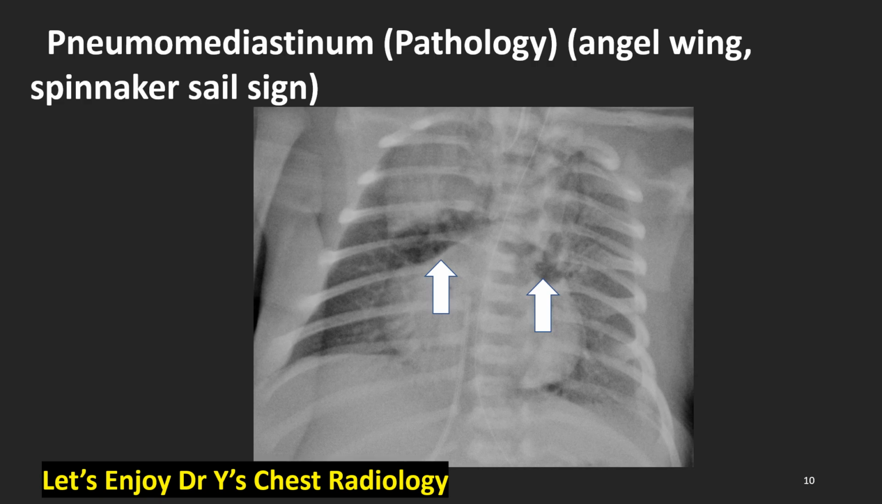Pneumomediastinum pathology. Angel wing sign, spinnaker sail sign. Arrows indicate angel wing or spinnaker sail sign of pneumomediastinum in a neonate.